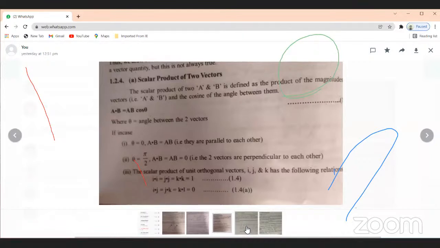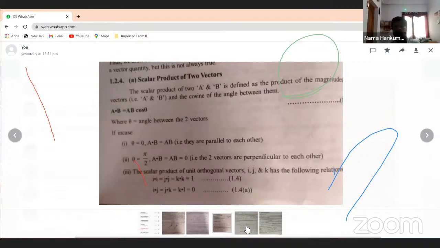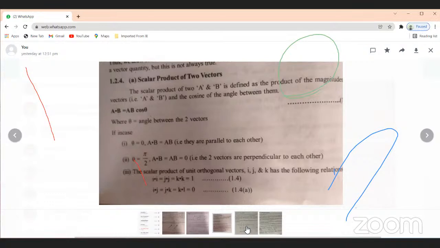A dot B, the dot product, is an indication of a scalar. Cross product is an indication of vectors. So dot product is scalar, for any two vectors A dot B. A dot B means AB, you have to multiply with the scalar product. What is that, scalar or vector? Scalar, sir. Right. Very good.